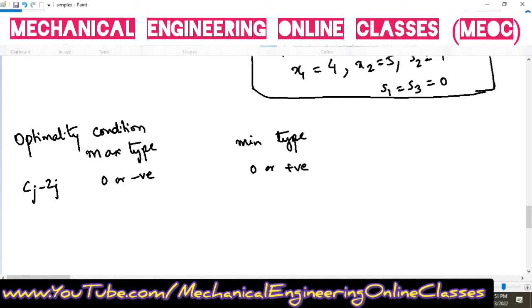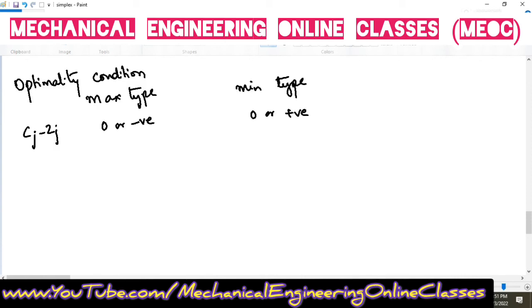So to avoid any confusion, I am writing this out here. The optimality condition for a max type of problem, in case our index row is Cj minus Zj, should all be 0 or negative. If this is attained, then that is the optimal table. For a min type, it should be 0 or positive.